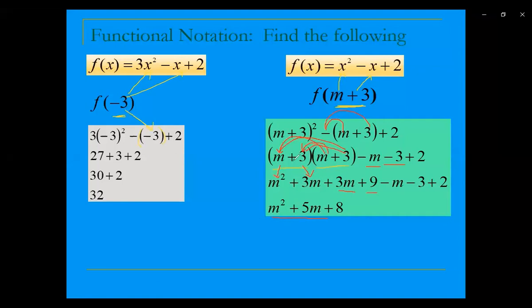So M times M will give you M squared. M times 3 will give you 3M. Then 3 times M will give you 3M. 3 times 3 will give you 9. Then here, when you see minus, it is -1, there's a 1 in front. So M times -1 will give you -M. 3 times -1 will give you -3. Then you bring your +2 and simplify it.